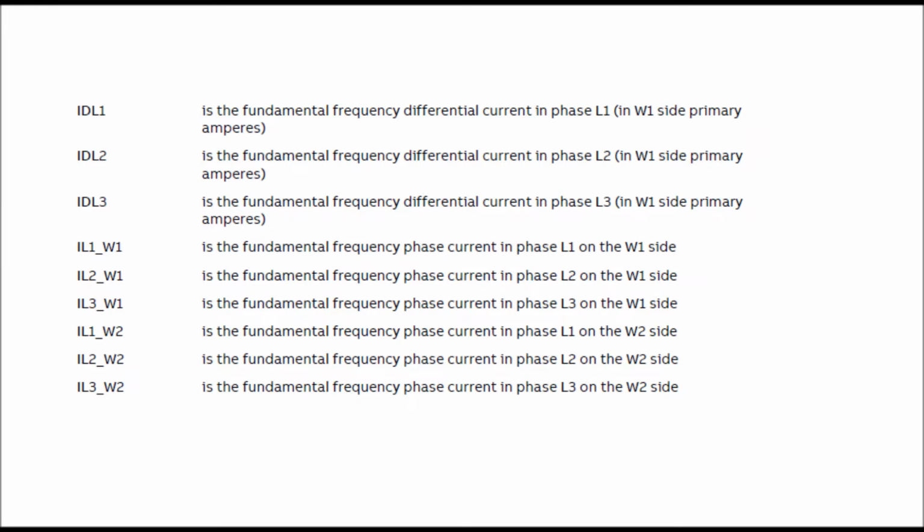IDL1, IDL2, IDL3 are the three differential currents, that is for red phase, yellow phase and blue phase. All the differential currents are referred to the W1 side or primary side winding. IL1 W1, IL2 W1, IL3 W1 are the red phase, yellow phase and blue phase currents on the W1 side or primary side, and IL1 W2, IL2 W2, IL3 W2 are the red phase, yellow phase and blue phase currents on the LV side winding or W2 side. These were already discussed in the previous slide.